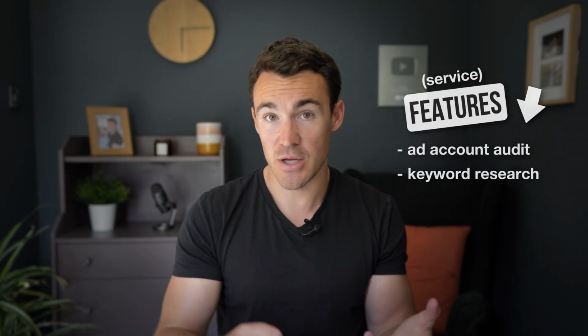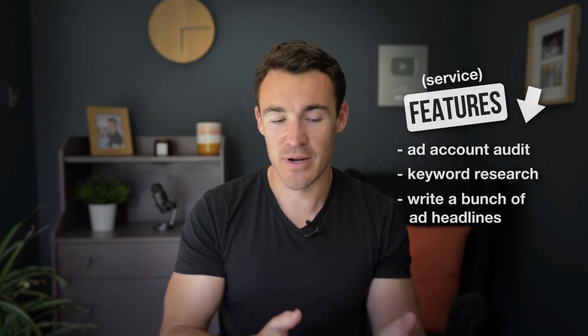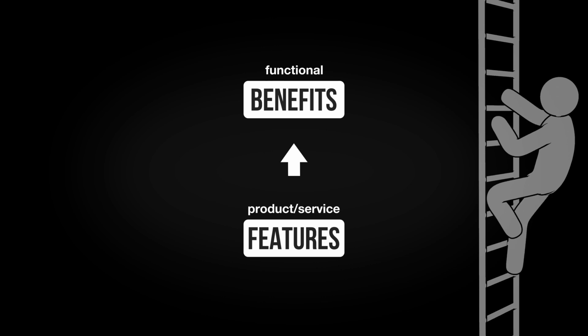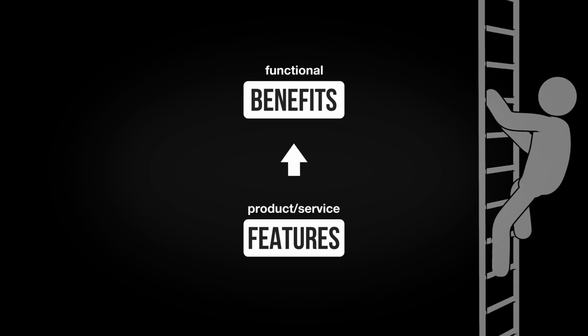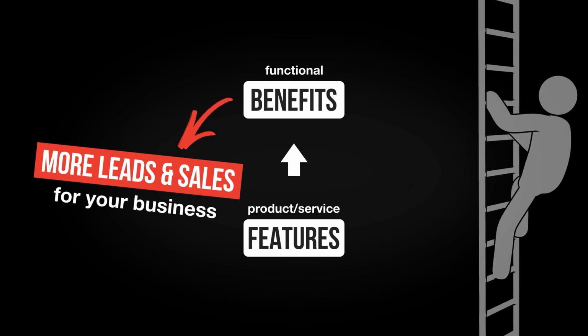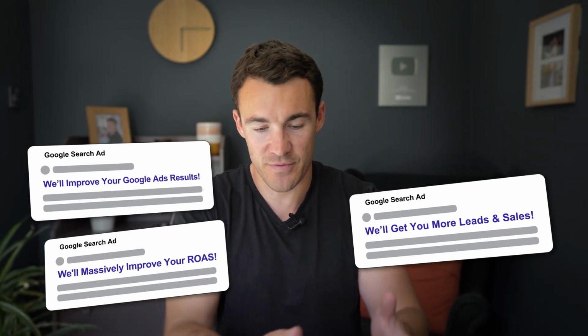We're going to do keyword research. We're going to write a bunch of ad headlines and all sorts of things, right? But we're not going to want to talk about that when we're advertising that service. We're not going to want to emphasize the features. Instead, we're going to want to talk about the benefits that those features, when done well, will provide. So in that case, it's going to be more leads, more sales for your business. So our headline copy is going to focus more on we'll get you more leads, we'll get you more sales, we'll improve your results, we'll improve your return on ad spend. It's the benefit, not the features, right?